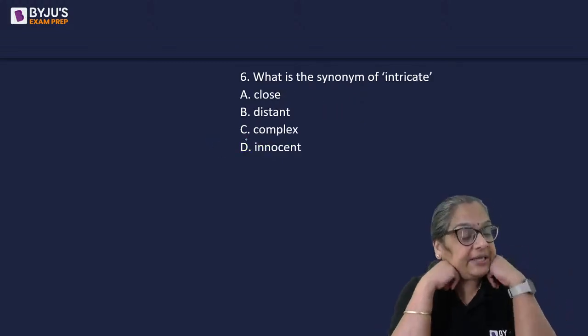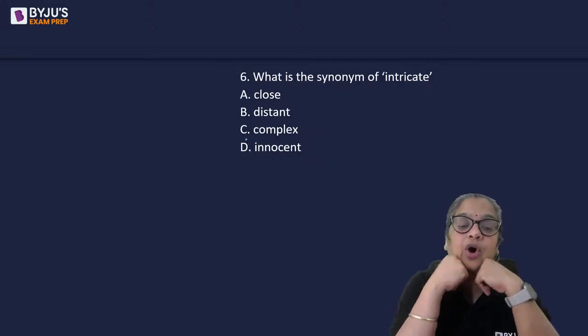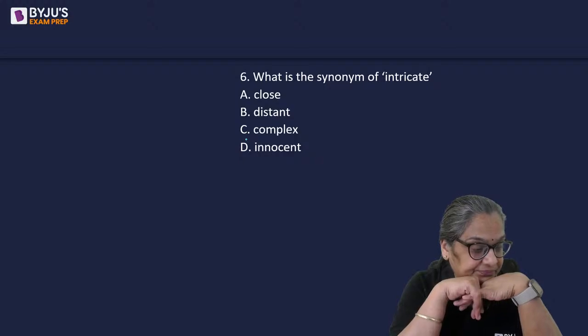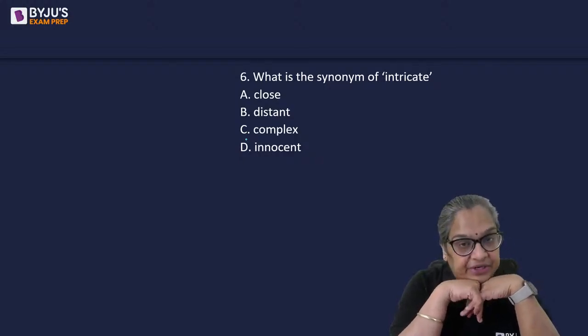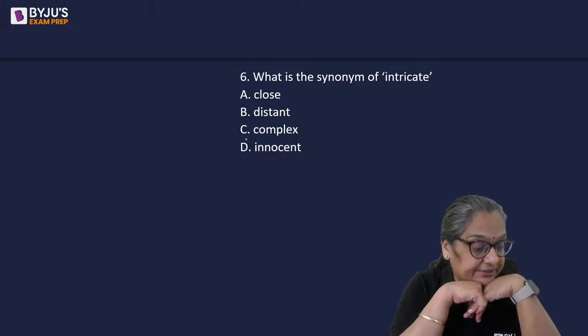What is the antonym of intricate? Close, distant, complex, or innocent. Antonym of intricate.